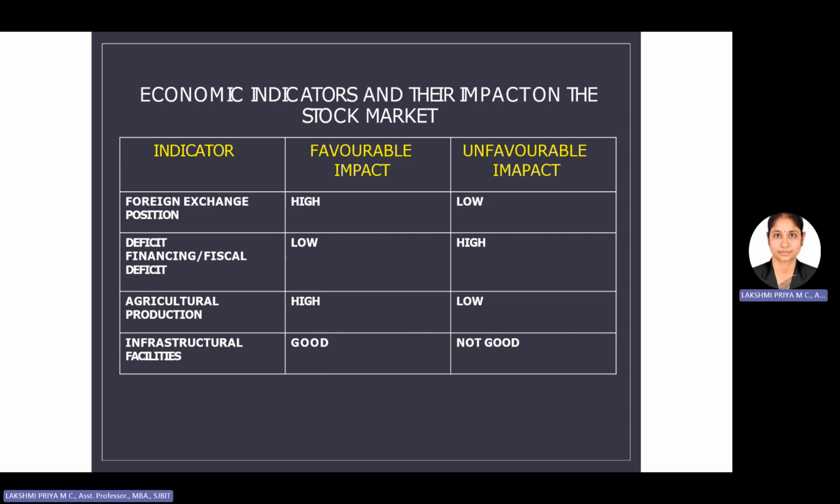Industries that are involved in exports and imports will be greatly affected by changes in foreign exchange rates. The volatility of the foreign exchange rate will affect the investment of the foreign institutional investors in the Indian stock market. Hence, a favorable balance of payments will have a positive effect on the stock market.